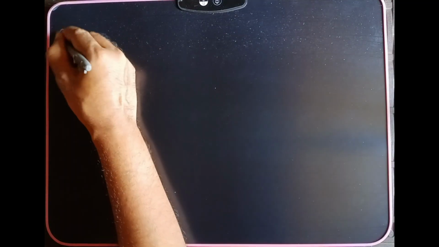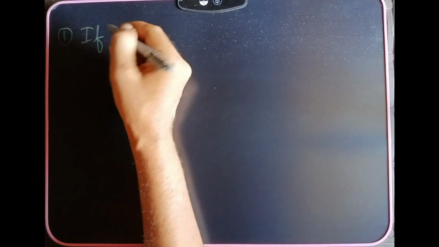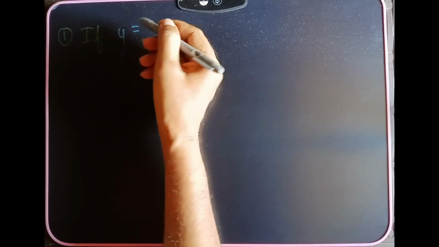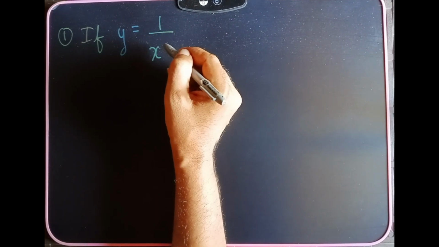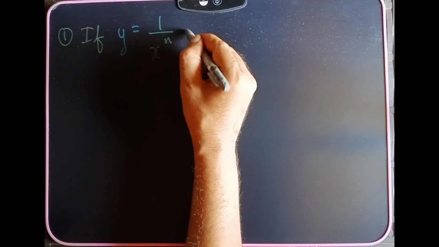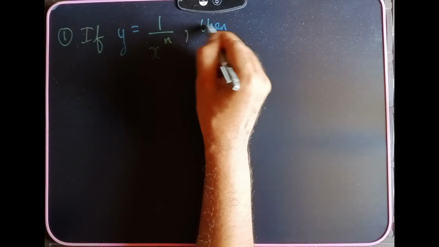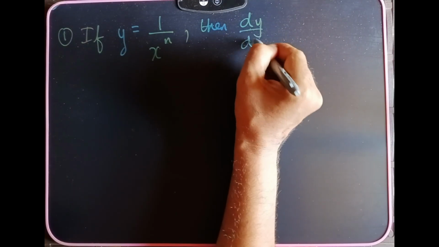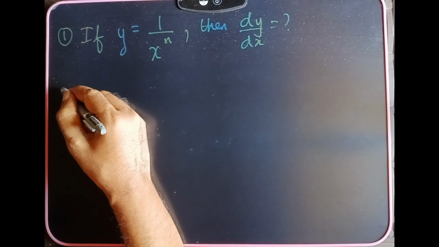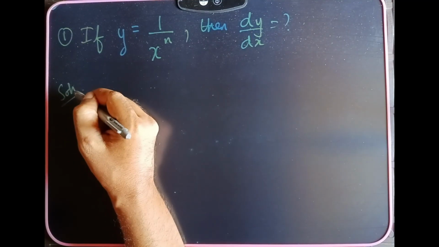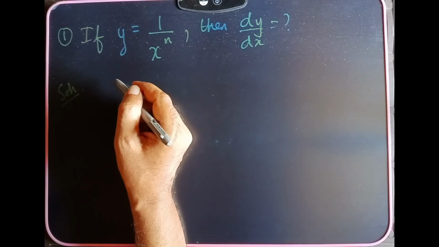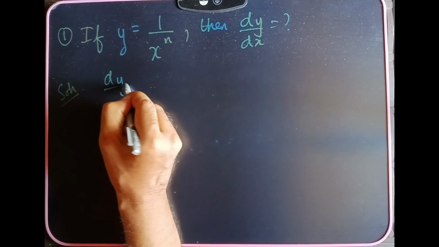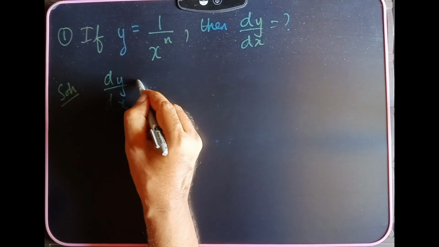What is the first problem, sir? First problem. If y is equal to 1 by x raised to power of n, then find dy by dx. So try to answer it yourself. I'll try to solve it now here. Let's try to solve it. So dy by dx, take a minute and try to solve it yourself, okay?